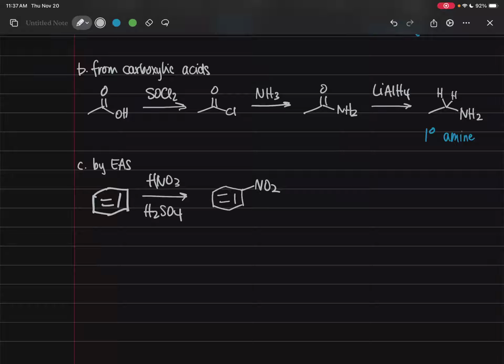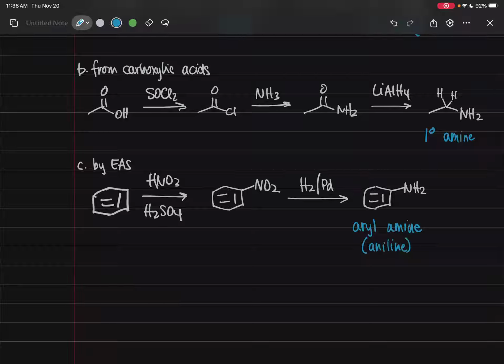And now to reduce to an amine, a method that I haven't really talked about yet, but we can use for this is to do a hydrogenation. So we need H2 and then a palladium catalyst of some kind, which we just abbreviate as Pd. Then that gives us our amine, and this is an aryl amine or an aniline, because that compound, just benzene with the NH2, is called aniline.